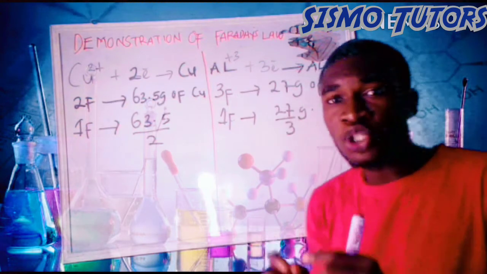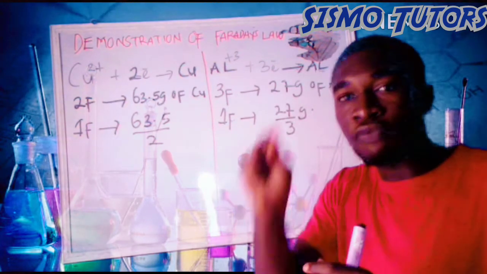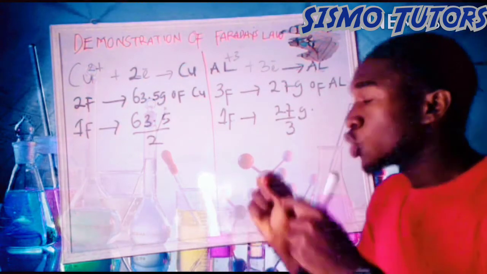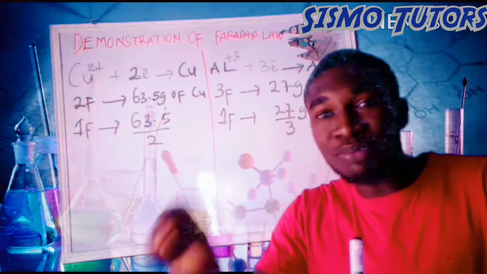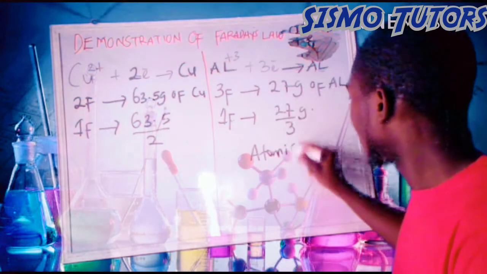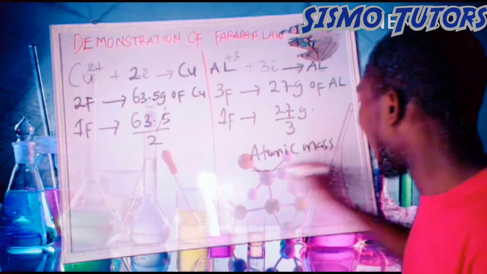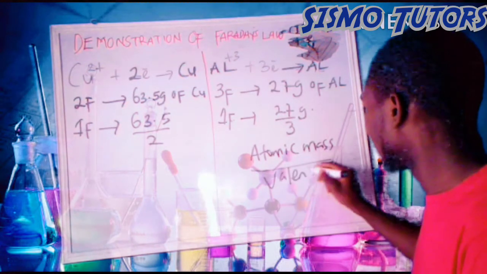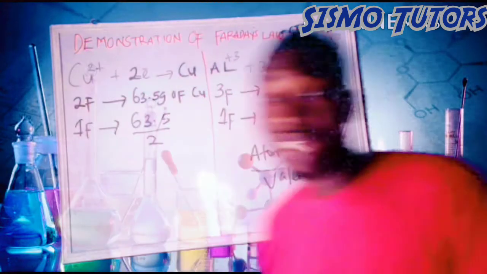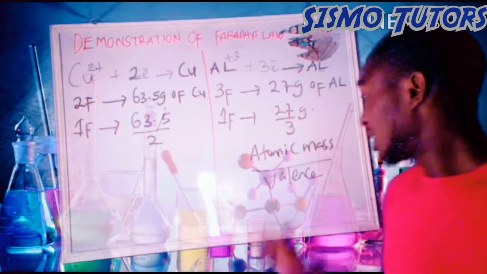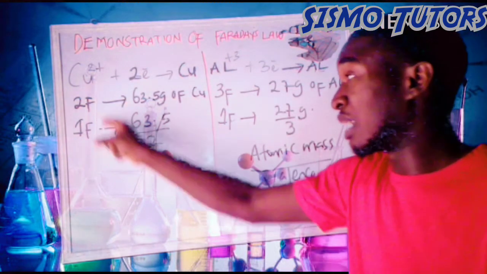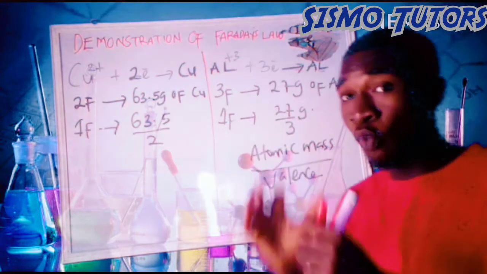So this is what happens when we pass the same amount of charge through different solutions. So when we pass the same amount of charge through different solutions, how we can get this mass is by dividing the atomic mass of the element by the what? The valency. So when we pass the same charge through different solutions, this is how we can actually get the mass that was deposited by this very charge of 1F.